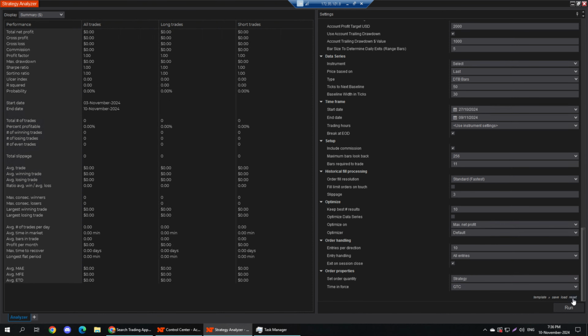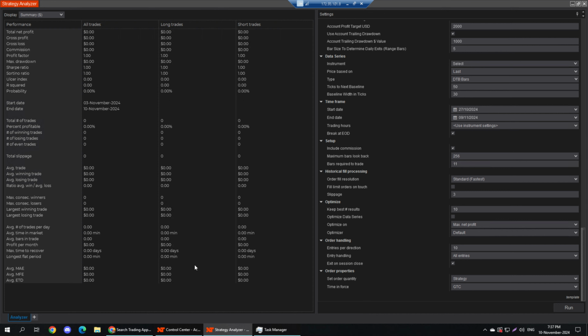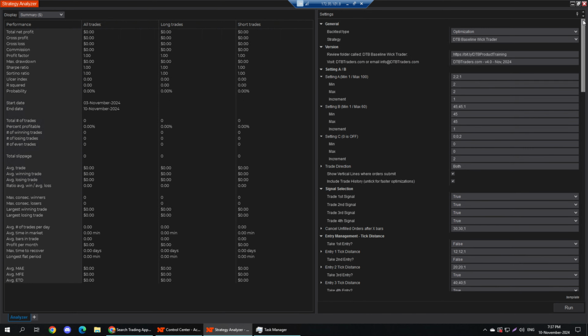So let's load a template. Let's just go with a template that we've created. Let's work with NQ. This is one of the templates that we created in the game plan. So this is a game plan template. Whenever you see a template inside the folder for the strategy, you can actually load that up inside your strategy analyzer, and what that does is it pre-fills all the information from that specific template.